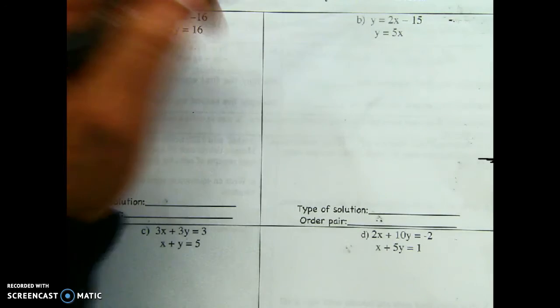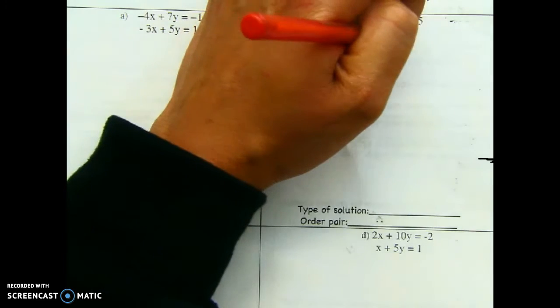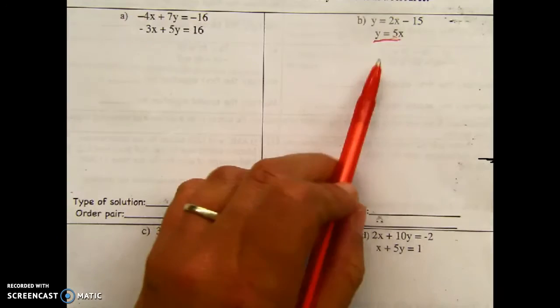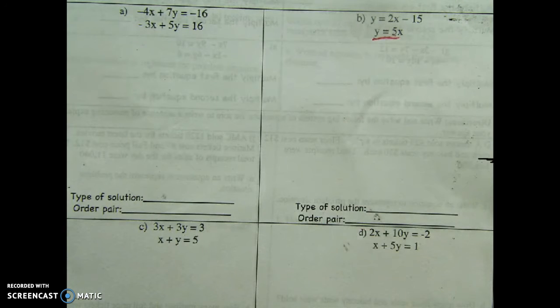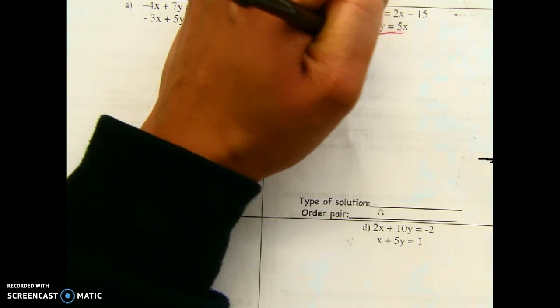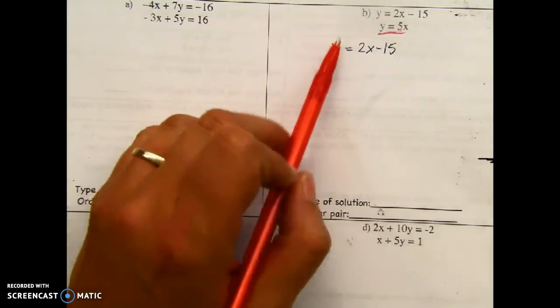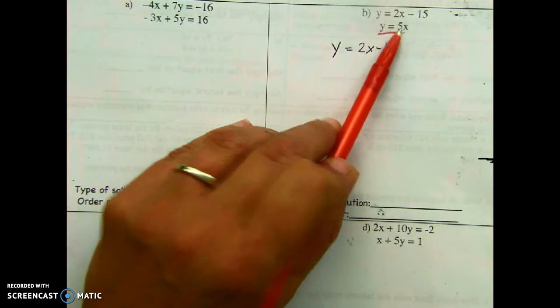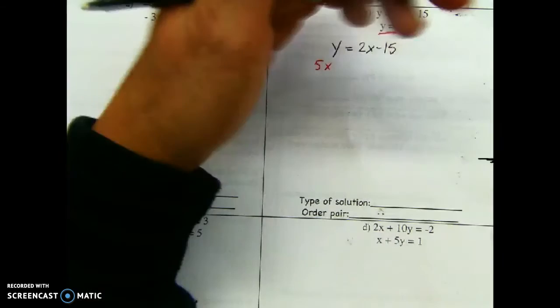For substitution, that means I can substitute one thing for the equation. This says y equals 5x. Where I see y, I can put 5x. Here's my example. My equation says y equals 2x minus 15. Where I see y, I can substitute 5x in its place.